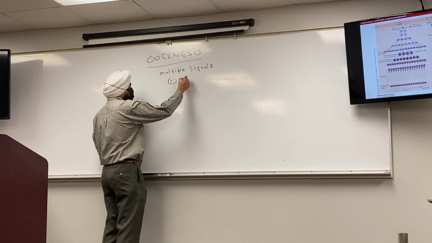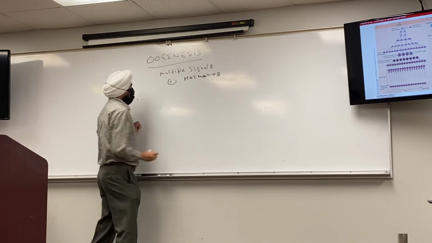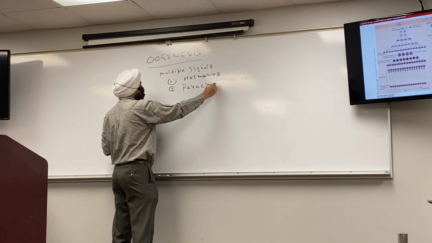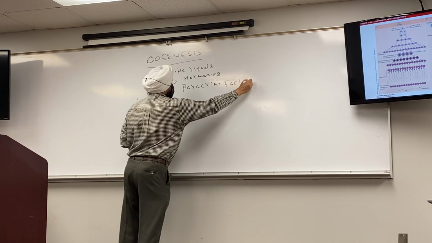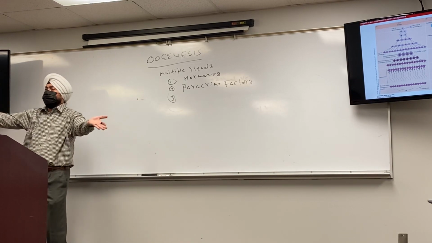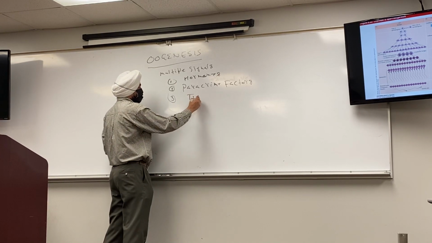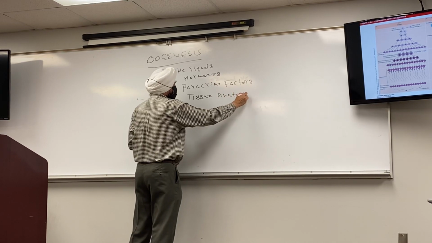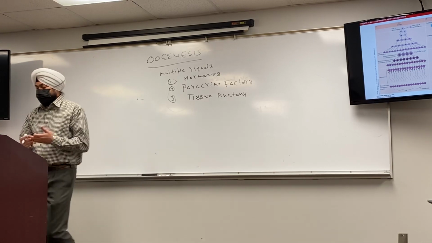There can be signals from hormones, signals from paracrine factors, and there are signals which are specifically related to the tissue anatomy of the ovary, right? So tissue anatomy. So multiple different types of signals are regulating oogenesis.